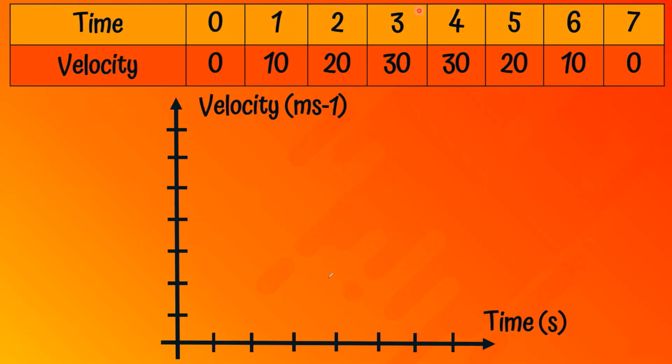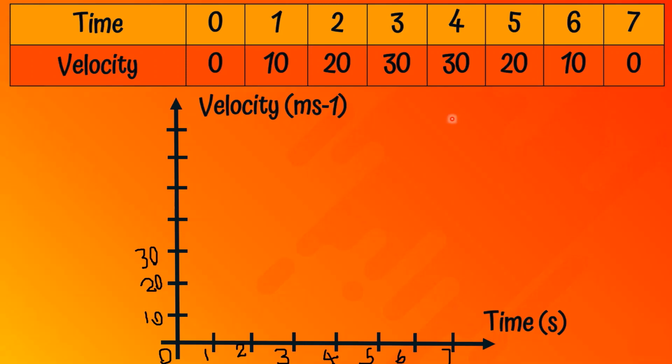So how to plot the graph? First we need to write the numbers. Here velocity 0, 10, 20, 30. 30 is the maximum number. So times here 1, 2, 3, 4, 5, 6, 7.